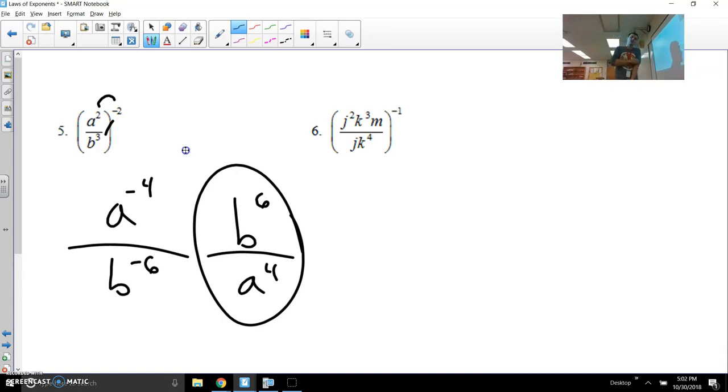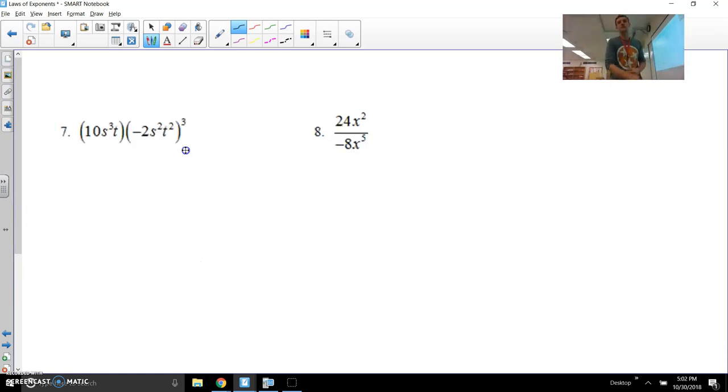So I want you to try number 6, using what we just talked about with number 5, to see if that can be something that you attempt, and we can check your work tomorrow. Number 7 is probably the hardest one.